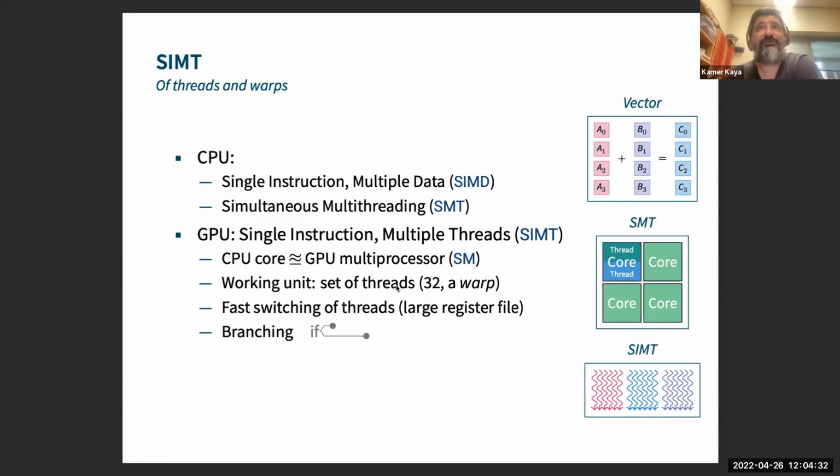We have a single controller. We have a working unit called a warp, which is controlled by a single controller, and they always do the same instruction. If they are not doing the same instruction with another thread, they wait.